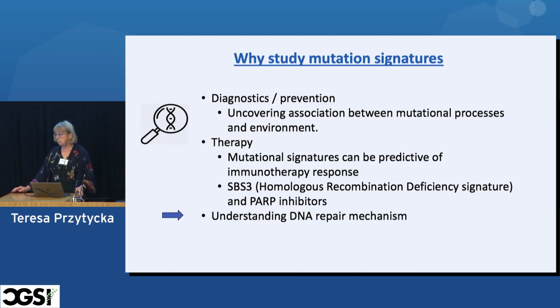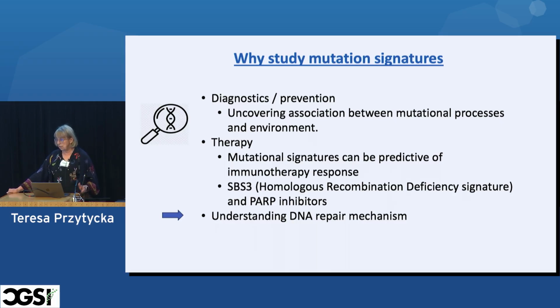Obviously, one very natural answer is that it is important to understand what mutagenic processes left an imprint on a given cancer genome, because that will help us guide diagnostics and prevention. So by uncovering associations of mutational signatures with environmental factors, we may be able to identify those environmental risks and limit or at least avoid exposure of individuals to them.